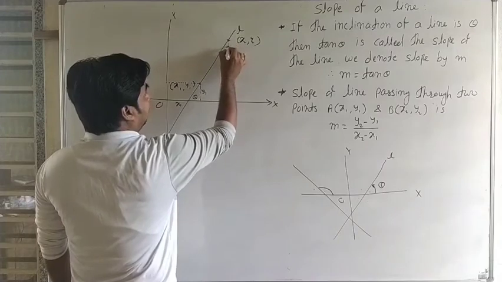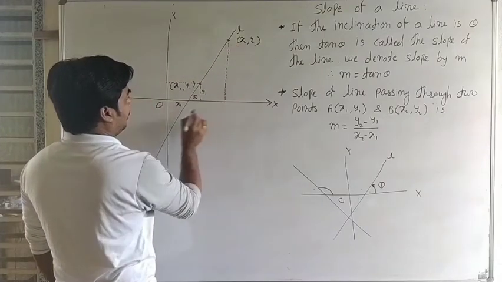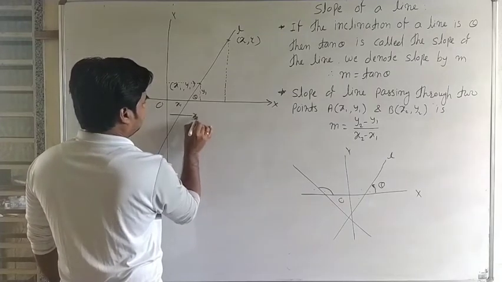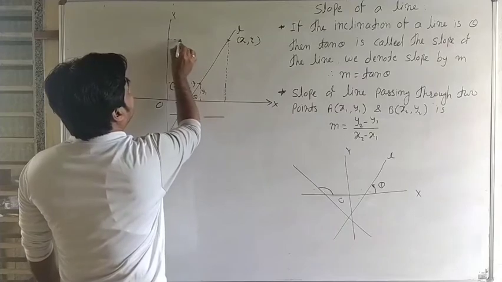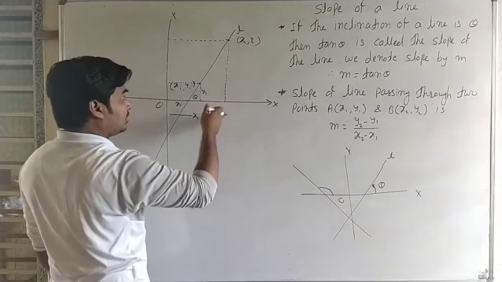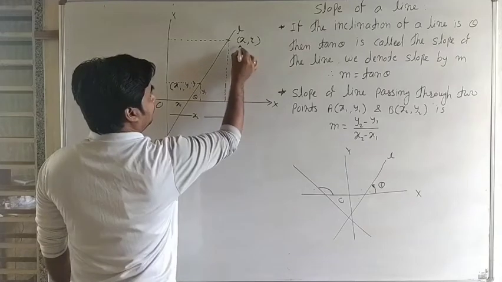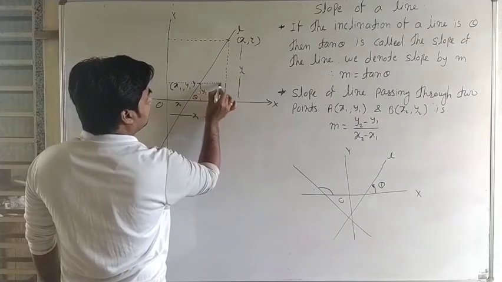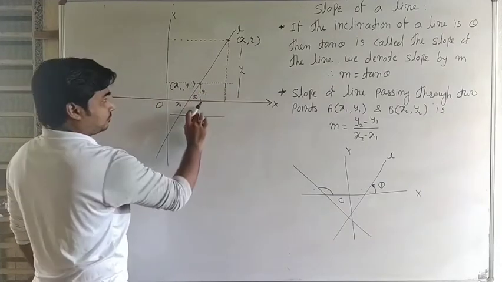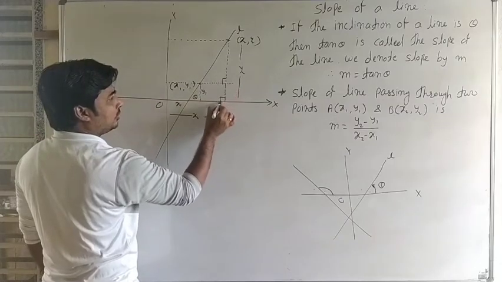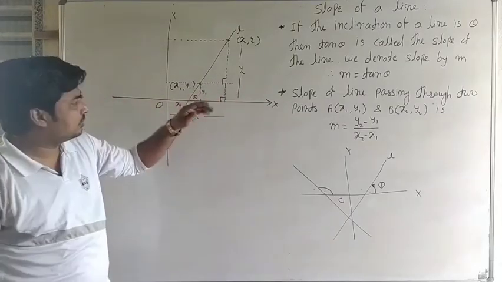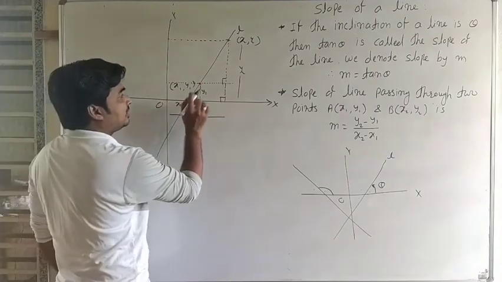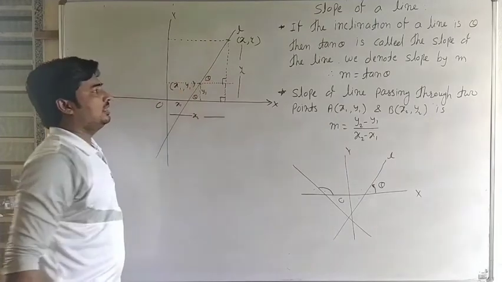Now at this point we draw the perpendicular. Now this distance is x2, and here this total distance is y2. Now here we draw this. It is also a perpendicular, therefore these two lines are parallel. See carefully. Here this dotted line and the x-axis are parallel, therefore this angle is theta, and this angle is also theta.